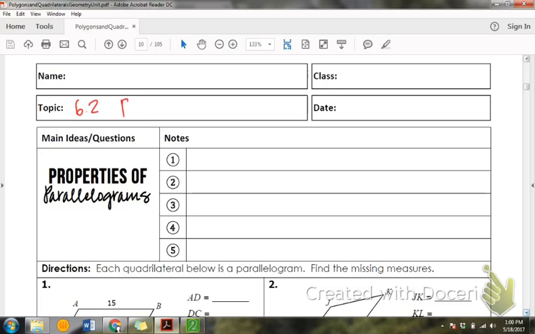6.2, parallelograms. Okay, so when we're talking about parallelograms, a parallelogram is a four-sided figure. So in this lesson and in the next lesson, we're going to talk about four-sided figures.